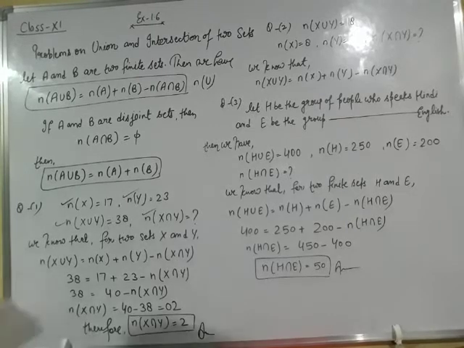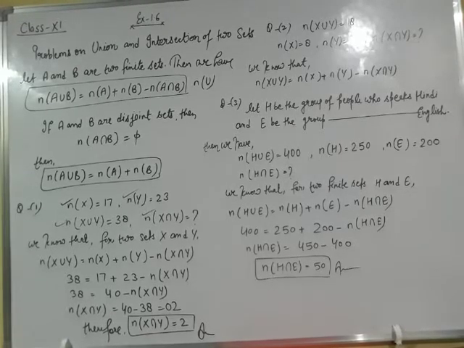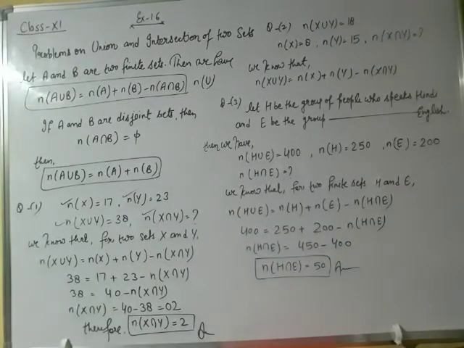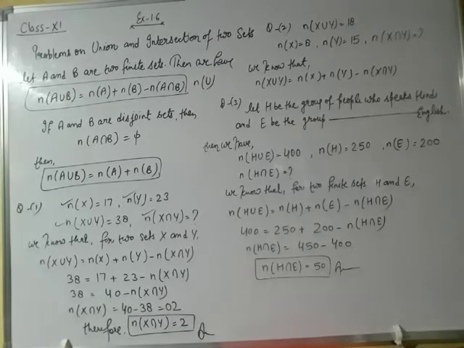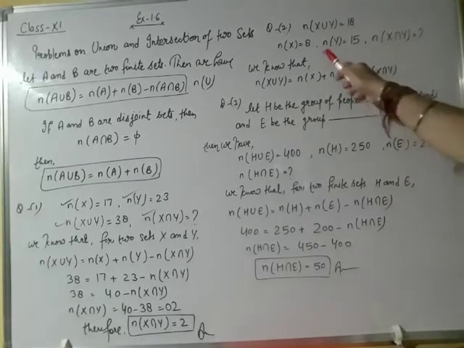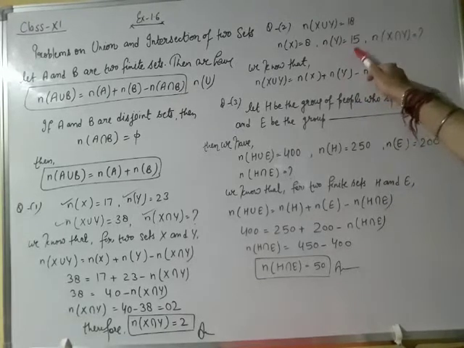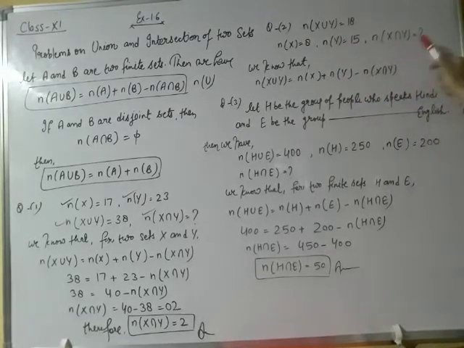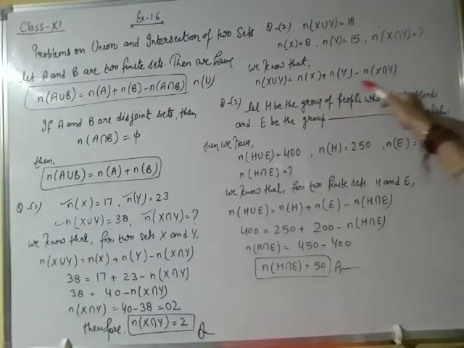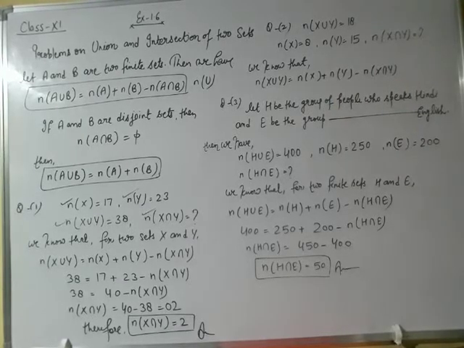Now move on to question number 2. Question number 2 is same as question number 1. Okay, I have written the terms on board. You can observe, n(x union y) is given to you, that is equal to 18, n(x) is equal to 8 and n(y) is equal to 15, and n(x intersection y) you have to calculate. So apply this simple formula and find out the answer.